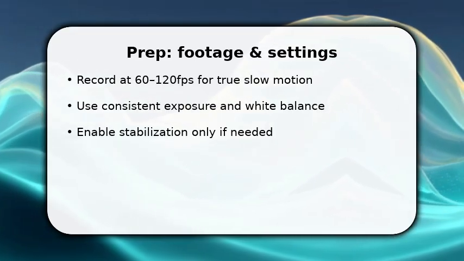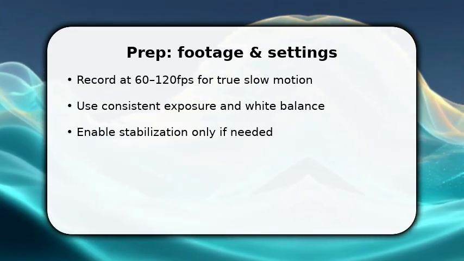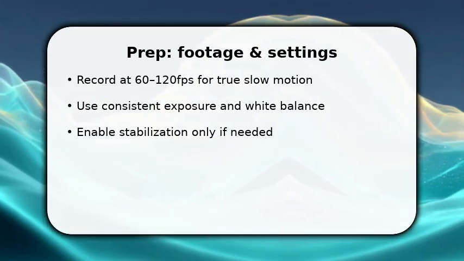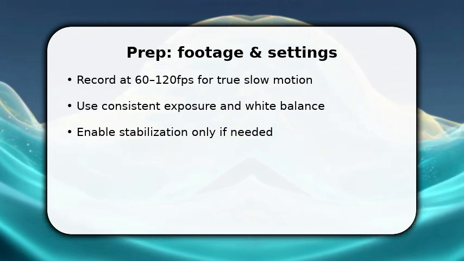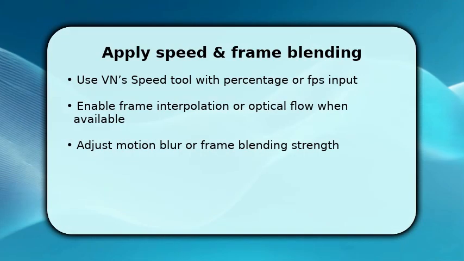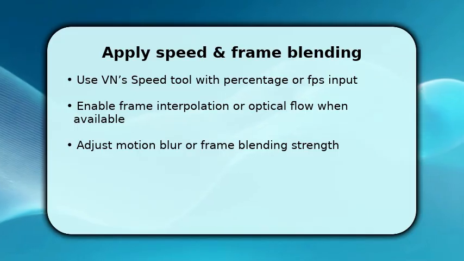Next, trim to the moment you'll slow and avoid heavy digital zoom before speed changes. This preserves detail. Finally, group similar speed clips so you can apply the same slow settings quickly. Open VN Speed Editor and reduce clip speed to your target percent or set target FPS. For example, drop 50% for half speed.